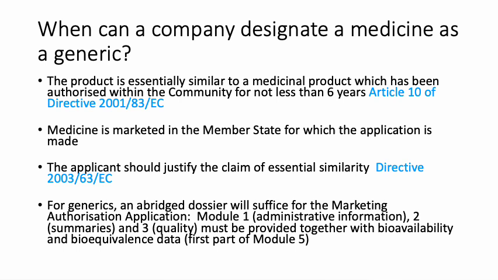The applicant should justify the claim of essential similarity, and for generics, an abridged dossier will suffice for the marketing authorisation application. Module 1, Administrative Information, Module 2, Summaries, and Module 3, Quality must be provided, together with bioavailability and bioequivalence data, the first part of Module 5.